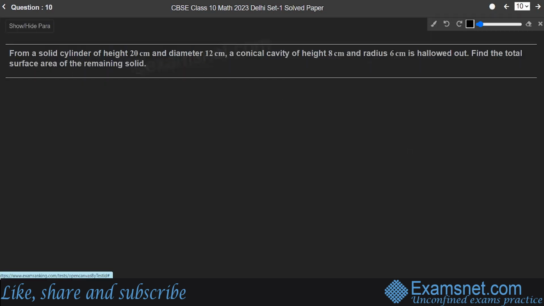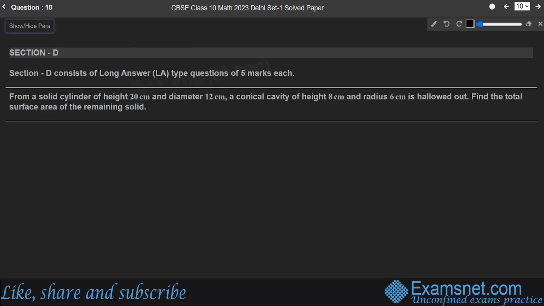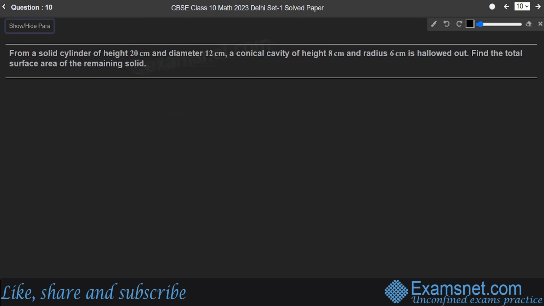Now, what is this saying? From a solid cylinder of height 20 centimeter and diameter 12 centimeter, a conical cavity of height 8 centimeter and radius 6 centimeter is hollowed out. Find the total surface area of the remaining solid. So let us make that particular thing. This is a kind of cylinder with us, and a cone has been hollowed out from it. So let us hollow out a cone.